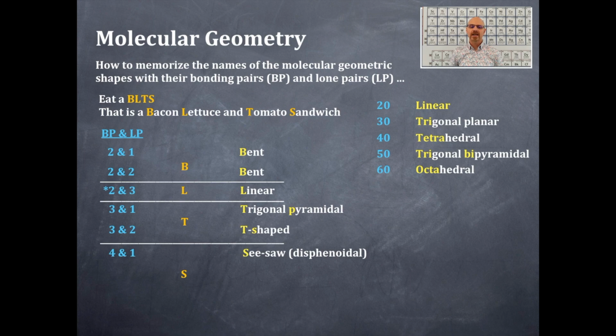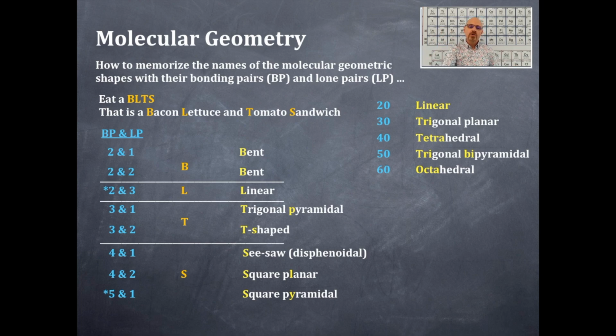4 and 1 is seesaw or disphenoidal. 4 and 2 is square planar. We're doing this also in order of alphabetical here. And 5 and 1 is square pyramidal. So S-e for seesaw, then S-q planar for square planar, and then square pyramidal, that's S-y. That's also in alphabetical order.